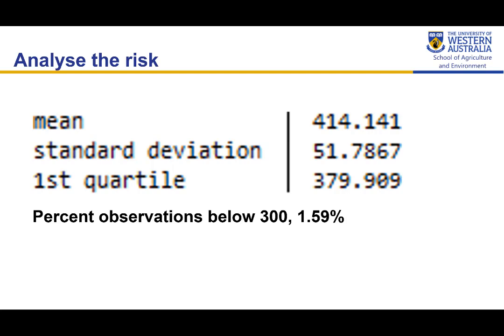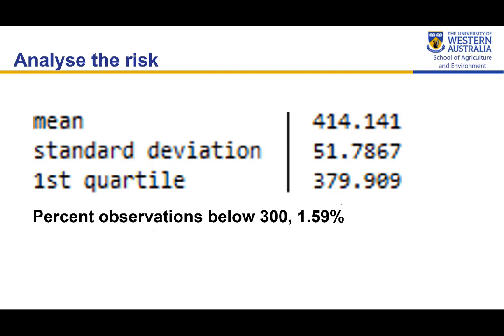We can take the final values and do statistics on those values. So the mean value for the stock is 414. The standard deviation is 51.7, and the lowest 25% is below 379.909.